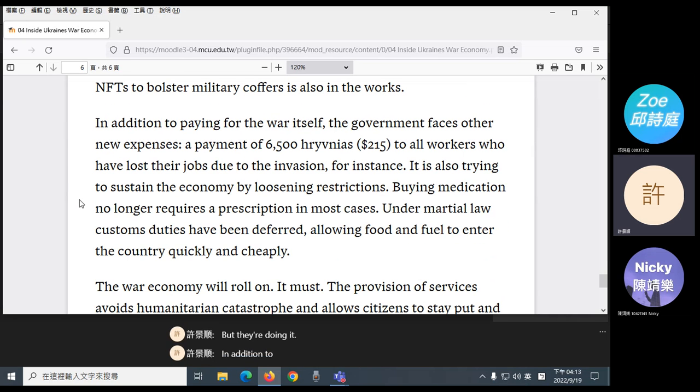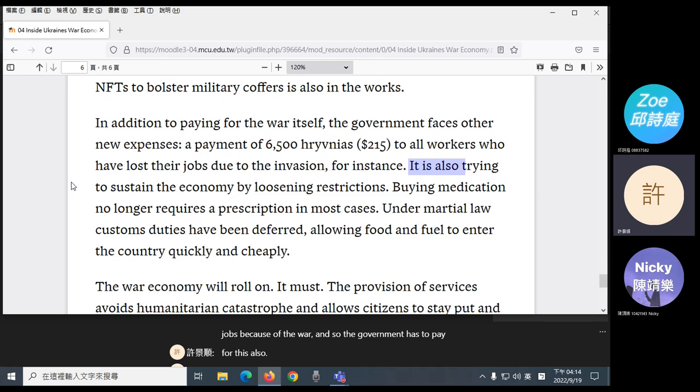In addition to paying for the war itself, the government faces other new expenses. A payment of 6,500 hryvnias, or around $215 US, to all workers who have lost their jobs due to the invasion, for instance. So this is something that the government is also spending money on. Remember in the early days of the COVID-19 pandemic, around the world, governments were paying people who had lost their jobs, giving them money, make sure they don't starve to death. Ukraine is giving money to its people who have lost their jobs because of the war. And so the government has to pay for this also.